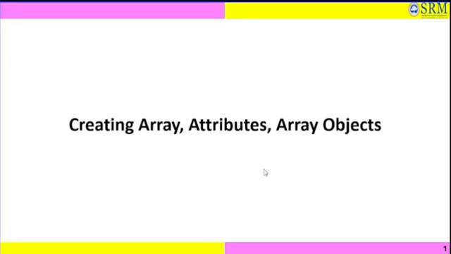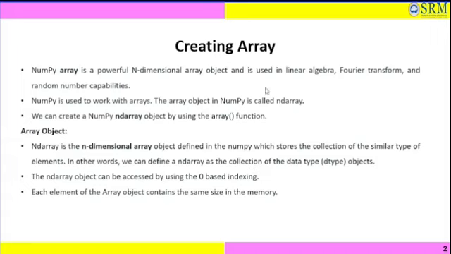Welcome to the session on creating array, attributes and array objects. Creating array. NumPy array is a powerful n-dimensional array object and is used in linear algebra, Fourier transform and random number capabilities. NumPy is used to work with arrays. The array object in NumPy is called ndarray, that is n-dimensional array. We can create a NumPy n-dimensional array object by using the array function.